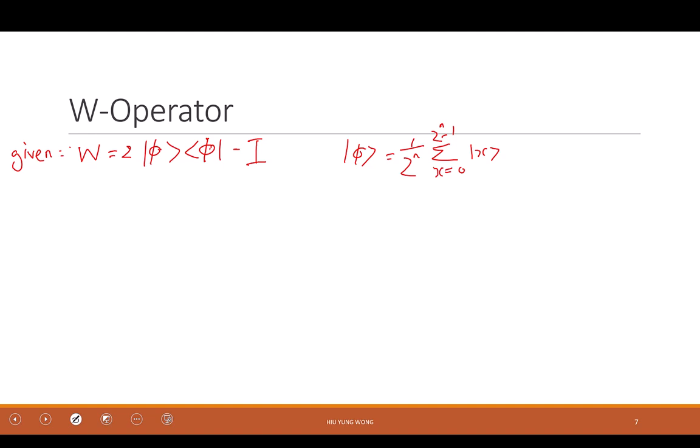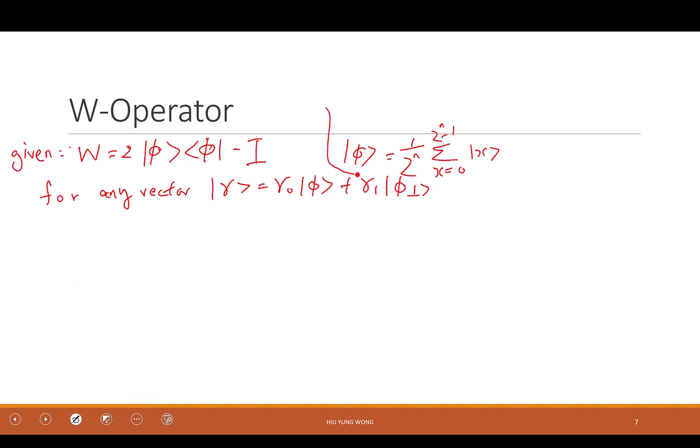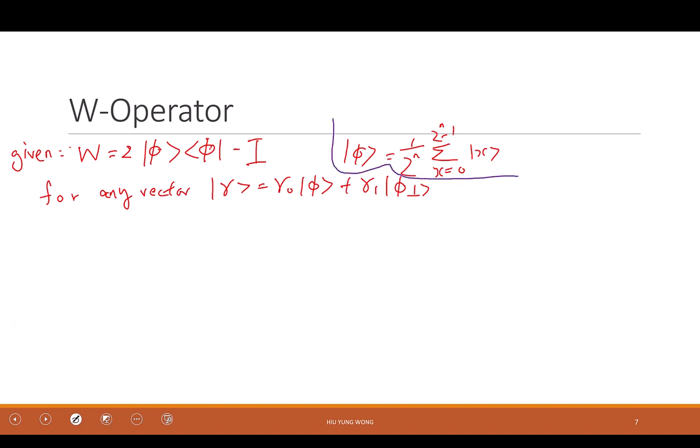Now let's see if it really flips. Let's first look at any vector, which I call gamma, equal to gamma 0 psi plus gamma 1 psi perpendicular. I'm using the same trick we did for V. For any vector, instead of beta I call it gamma; you can call it beta also. I can always represent it as a component parallel to psi and a component perpendicular to psi.